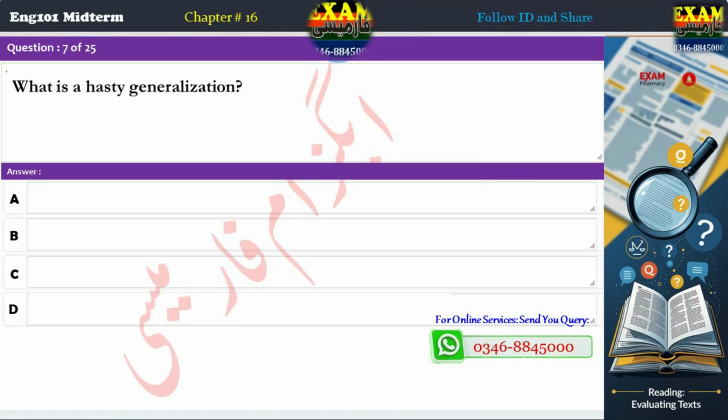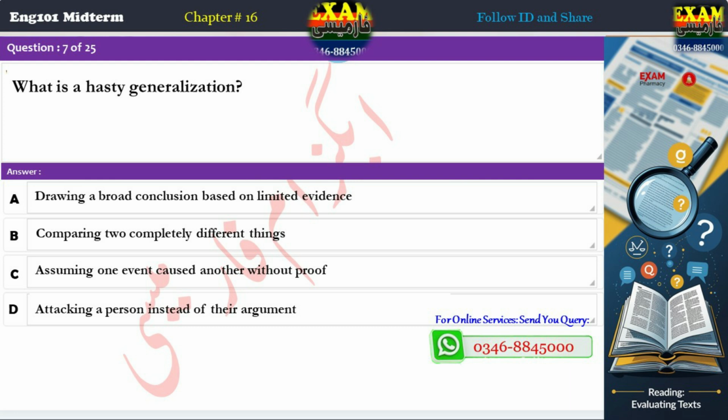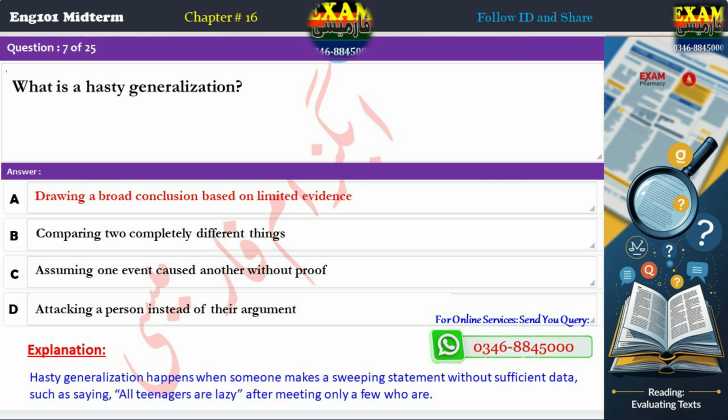Question 7. What is a hasty generalization? A. Drawing a broad conclusion based on limited evidence. B. Comparing two completely different things. C. Assuming one event caused another without proof. D. Attacking a person instead of their argument. Correct answer: A. Drawing a broad conclusion based on limited evidence. Explanation: Hasty generalization happens when someone makes a sweeping statement without sufficient data, such as saying, "All teenagers are lazy," after meeting only a few who are.